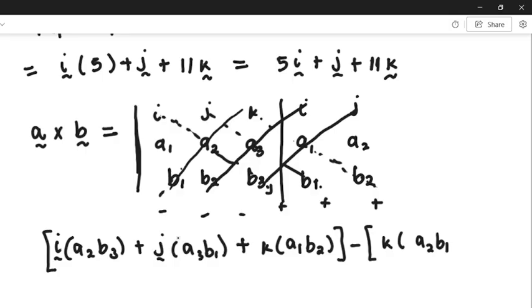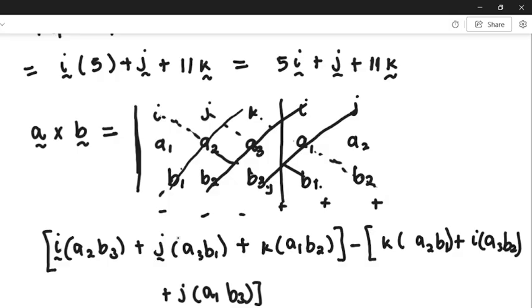So since you're using a bigger bracket, you can just add here, because after all this minus will influence all the others. So here we have I into A3 B2 plus J into A1 B3. So that's basically the formula, A1 B3 or B3 A1.